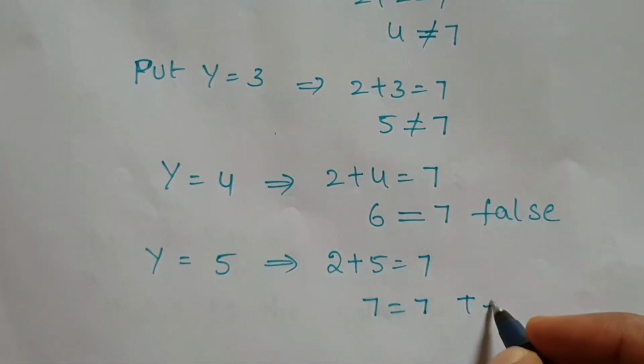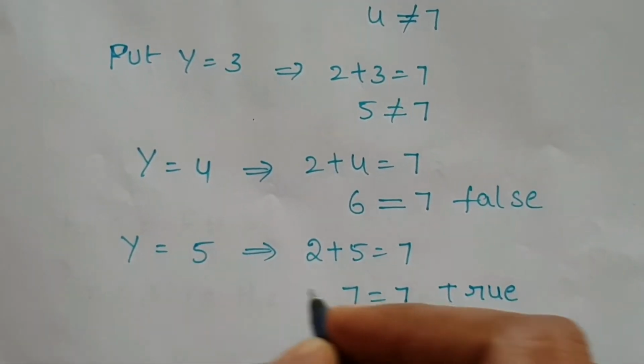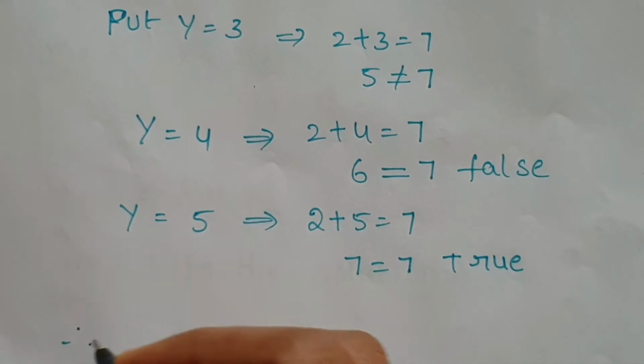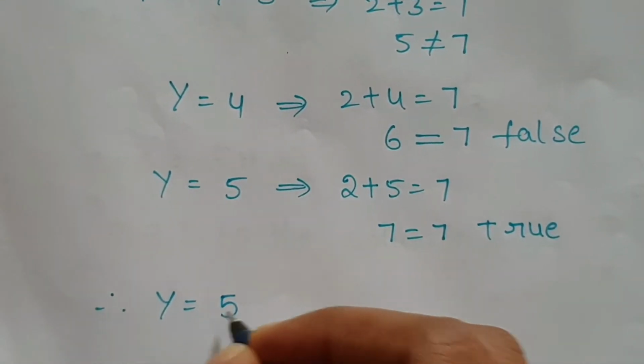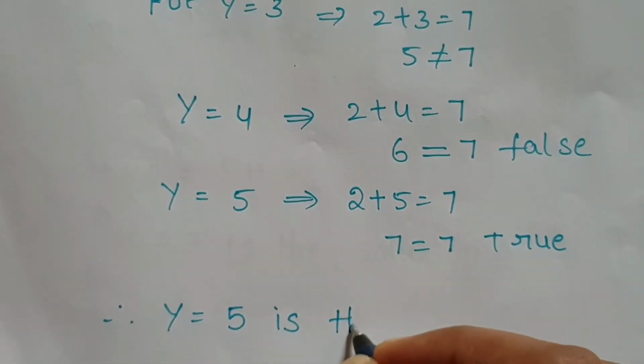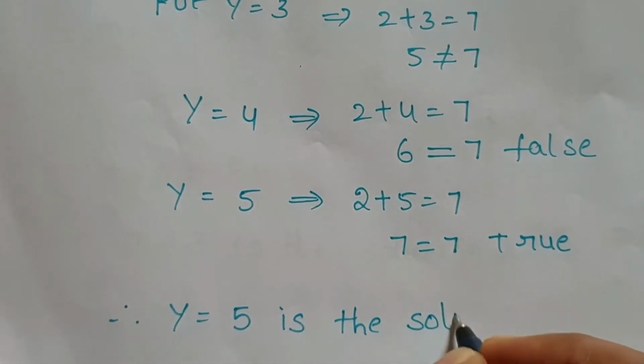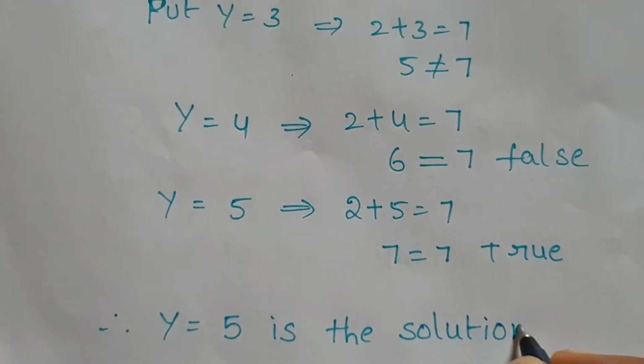Means this is true. So which value is true? Therefore y equal to 5 is the solution. This is the trial and error method.